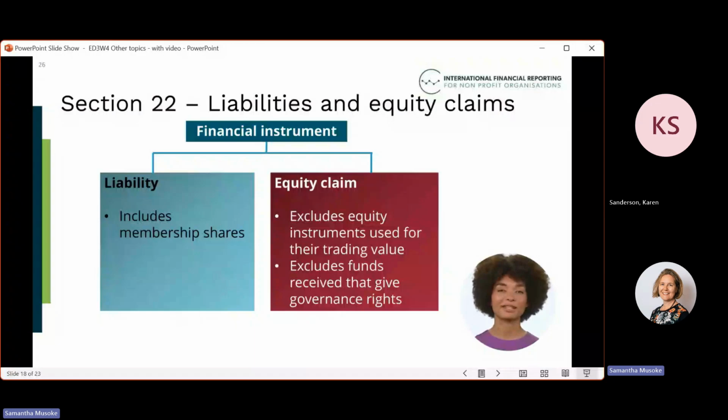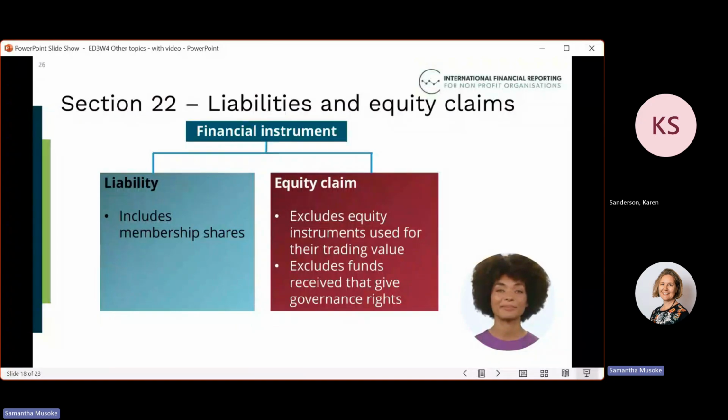Funds received by an NPO that provide the donor with governance rights, but do not establish a financial interest in the net assets of the NPO, are not equity claims. Guidance has been removed from Section 22 where it related to the use of equity claims for their trading value, as well as share-based payments.